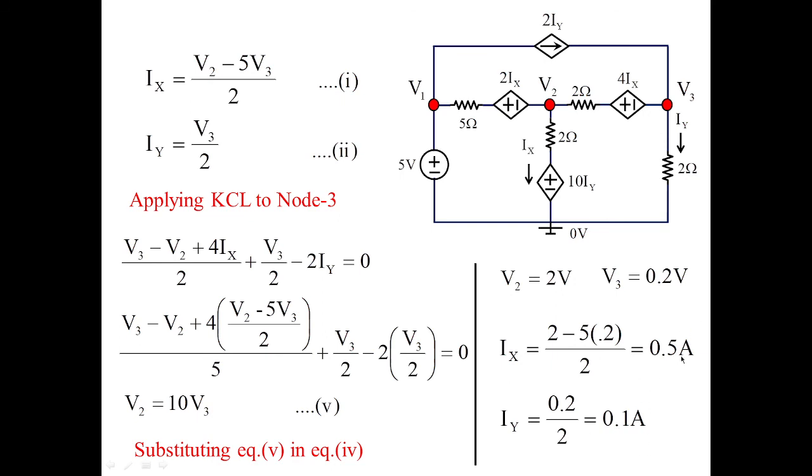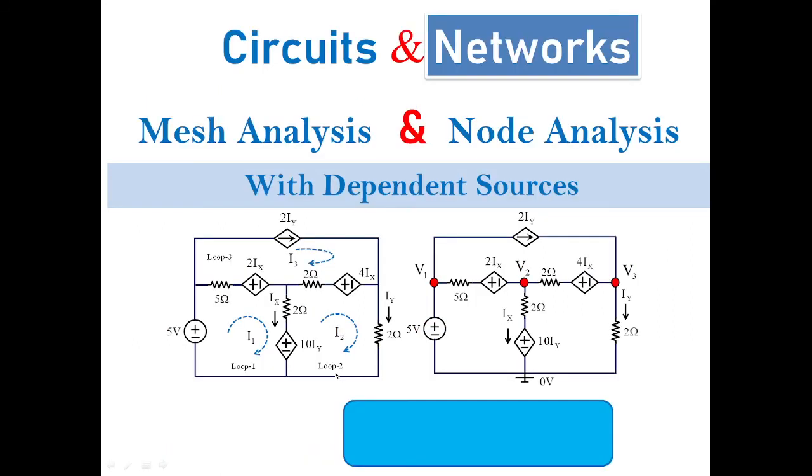So this is how we have obtained the values of Ix and Iy using node analysis. Now you please cross check the results with mesh analysis as well as node analysis. We got the same results, and this is how you come to a conclusion that whatever the method you employ, you have to get the same magnitude of the currents in the given problem. So today we have done mesh analysis and node analysis, especially with the dependent sources.